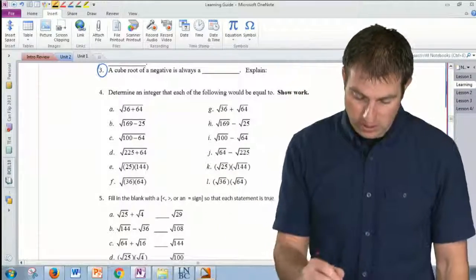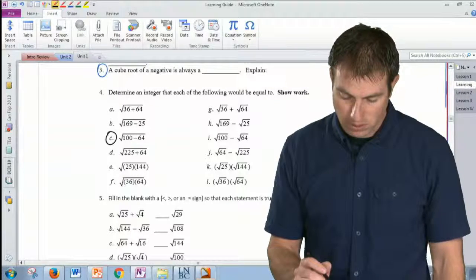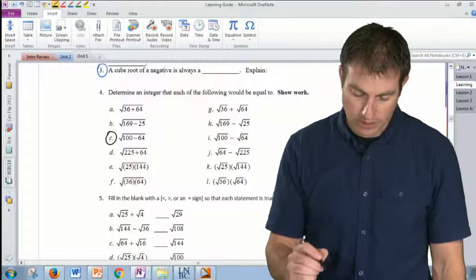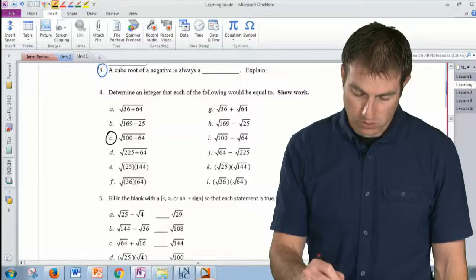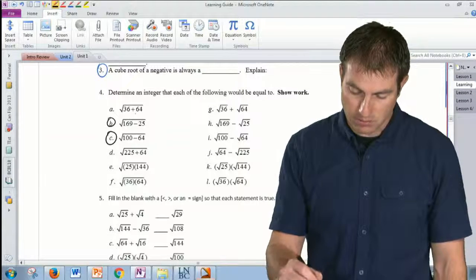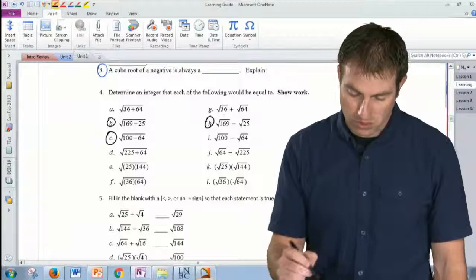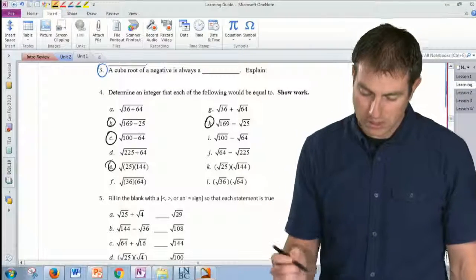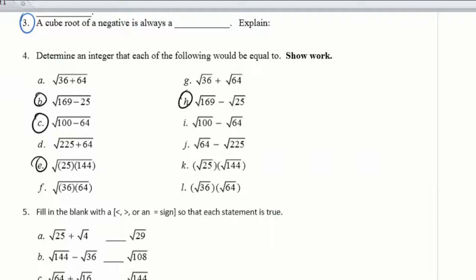Maybe let's do, I think I actually did C right in the lesson, so let's not do that one. We'll do B and then maybe H because it's similar. And then we'll do one of these multiplication ones down at the bottom, like E. So B asks the square root of 169 minus 25. If I break out my calculator, I go 169 minus 25, and I end up with the square root of 144, just treating my radical sign kind of like a bracket, doing whatever's inside of the bracket.